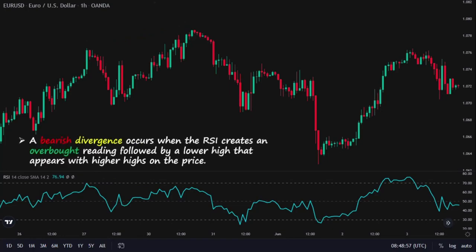A bearish divergence occurs when the RSI creates an overbought reading followed by a lower high, which appears with higher highs on the price. This may indicate rising bearish momentum, and a break below overbought territory could be used to trigger a new short position. Let's understand this with the help of an example.